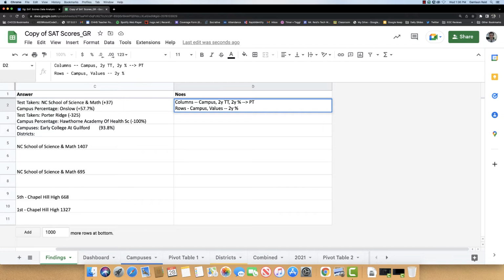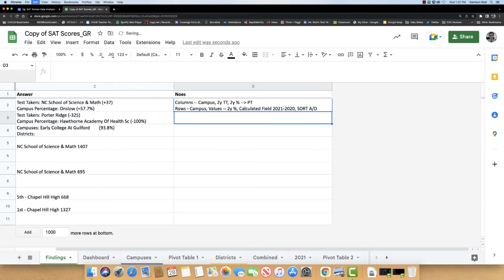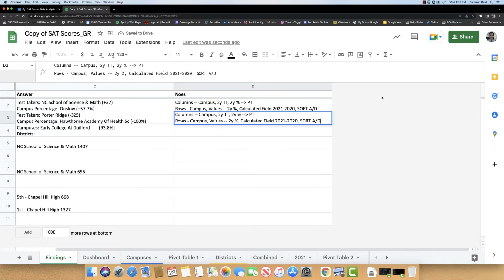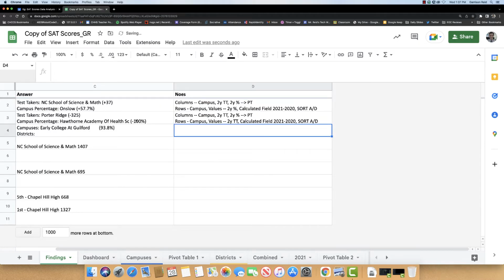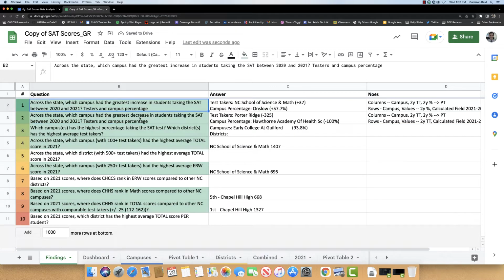Then we also had a calculated field, which was this year, 2021 minus 2020. Then we sorted by ascending or descending. Same idea. Do that on the other one too, but maybe we changed our percent to be test takers. Again, this one's changing the ascending when you're looking for the greater, right? This is the greatest decrease. I needed to change whether it was ascending or descending.